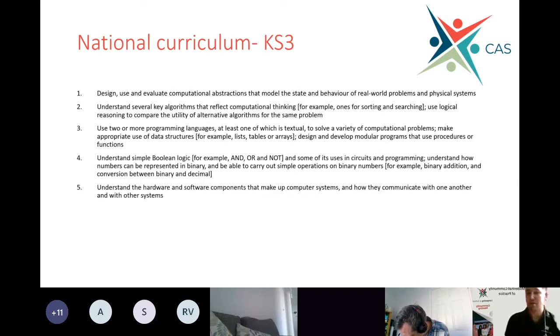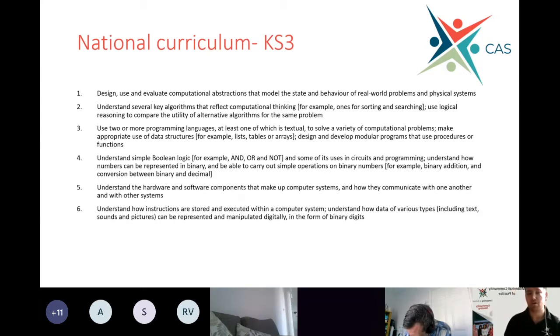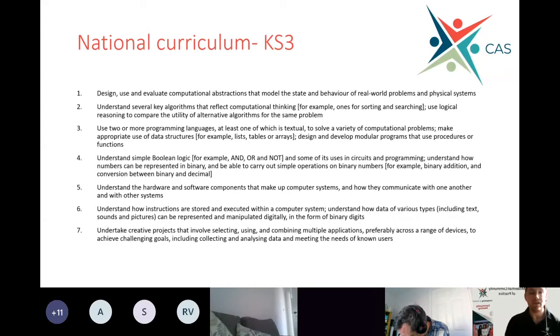Looking at hardware and software that make up computer systems and obviously how they communicate with each other. Then we've got understanding how instructions are stored and executed, looking at the different types of data in there and how they're stored on the computer.